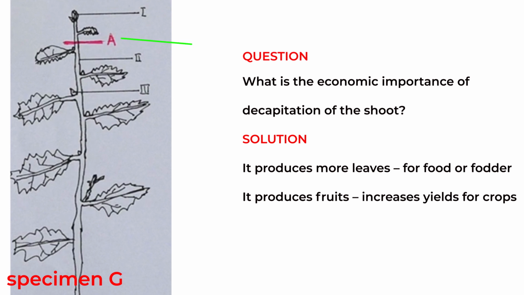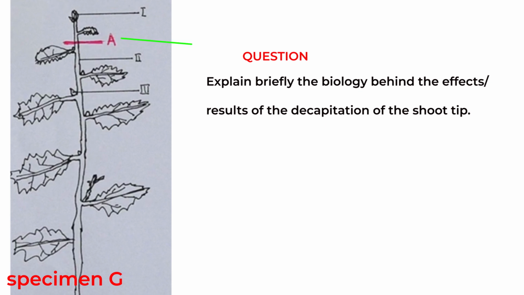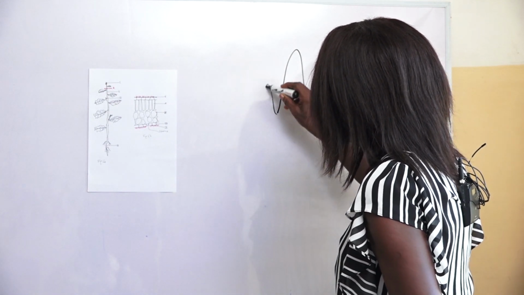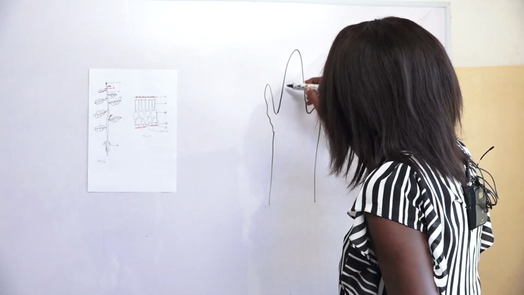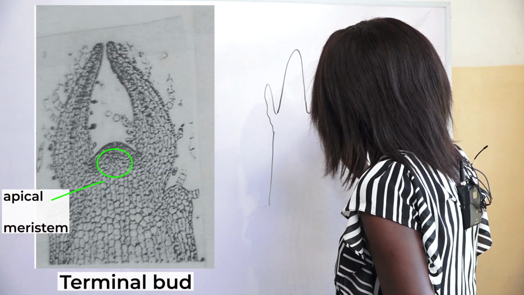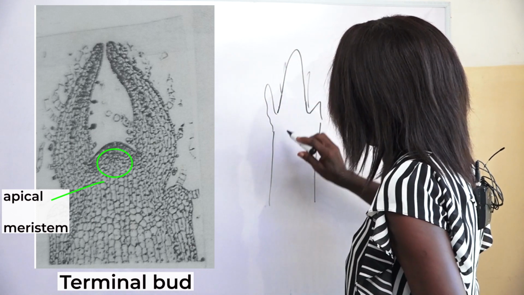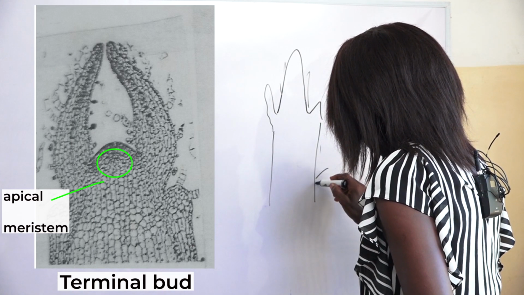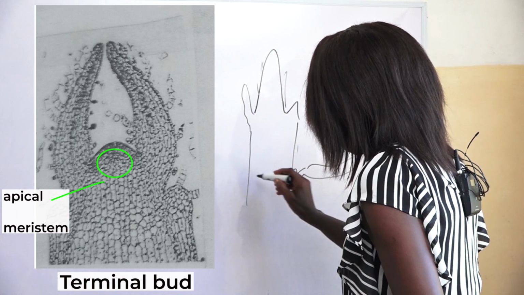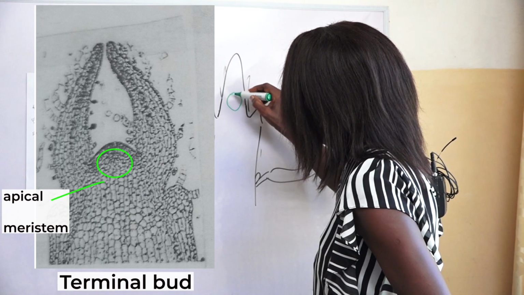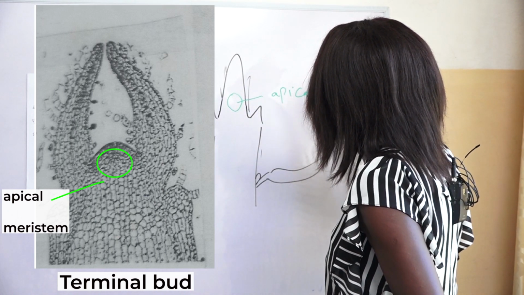Now, another question is, briefly explain the biology behind the effects of the shoot decapitation. What happens? If this is the tip of the plant, this is the terminal bud here in detail, and there are leaves here. This is an axillary bud here. There's another leaf here. Now, at the tip of the bud, there's what we call apical meristem.